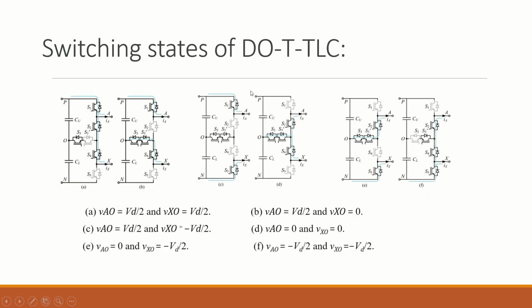And these are the switching states of the dual output T-type three-level converter. Here we have figures A, B, C, D, E, F. In figure A, we get the output voltage VO equals VD by 2 and VXO equals VD by 2. As shown in figure B, we get VO as VD by 2, VXO as 0. In figure C, VO equals VD by 2 and VXO equals minus VD by 2. In figure D, VO equals 0 and VXO equals 0. In case of E, VO equals 0, VXO equals minus VD by 2. And in figure F, we get VO as minus VD by 2, VXO as minus VD by 2.